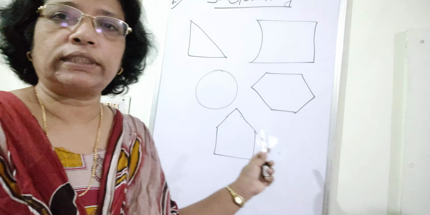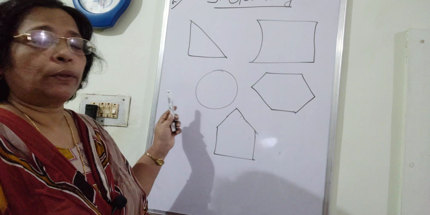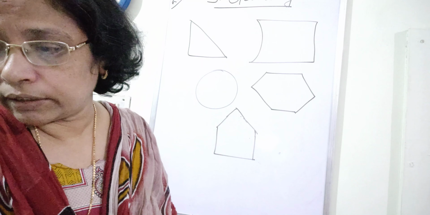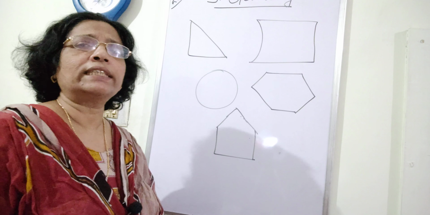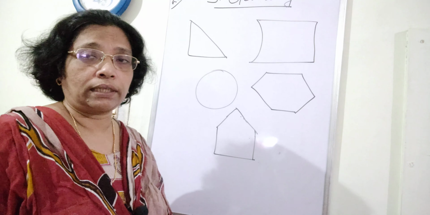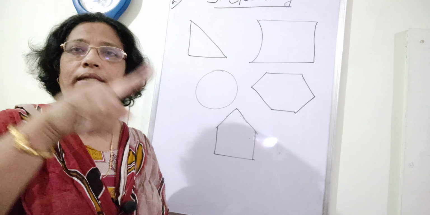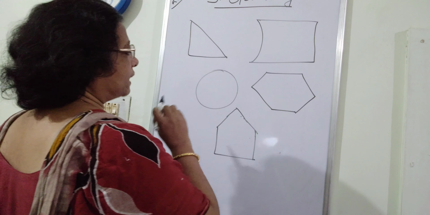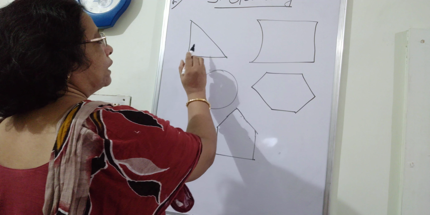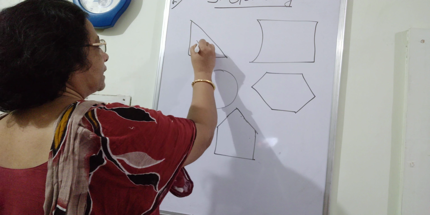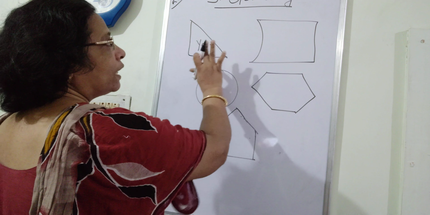Now see the next questions. You have to put tick marks on polygons. Tick the curves which are polygons. Polygons means what? Polygons are made up of line segments. Yes or no? No curve is allowed, only line segments. See, is it a polygon? This is a triangle made up of 3 line segments. Yes, it is a polygon.